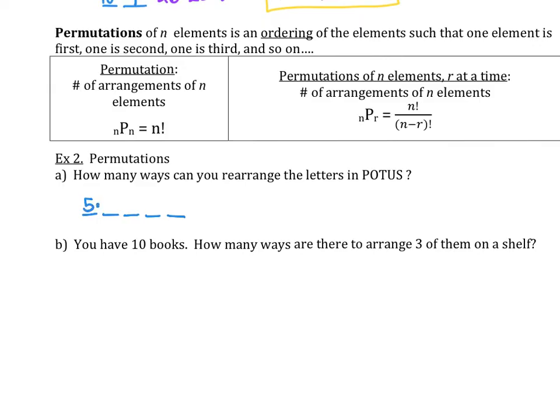Once I pick what goes in the first spot, there's 4 left for the next spot, 3 in the next spot. And then once I've picked 4 letters, there's only 1 left. So there's actually 120 ways I could rearrange the letters. Because I'm rearranging 5 items into 5 spots, I could also express this as a permutation.